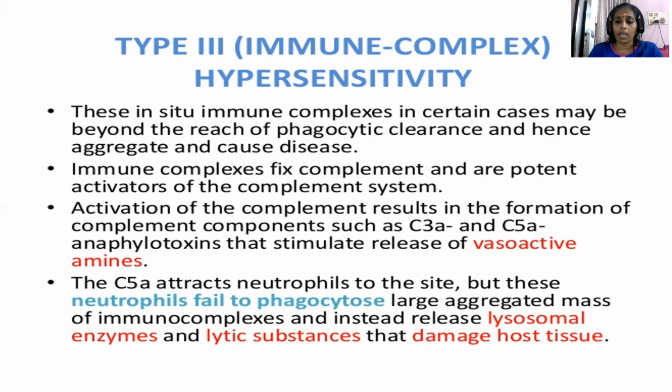C3a enters the system and stimulates the production of vasoactive amines. Similarly, C5a also results in the stimulation of vasoactive amines. And this C5a also helps in the attraction of neutrophils to that site, which results in phagocytosis reaction, lysis of tissues and damage of host tissue.